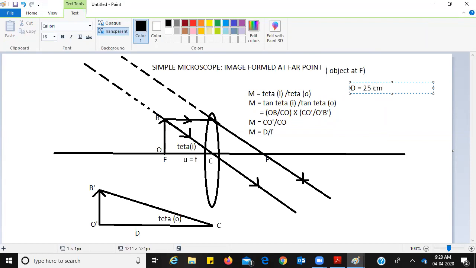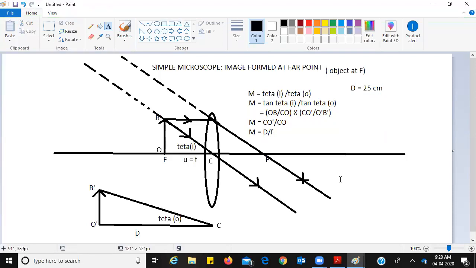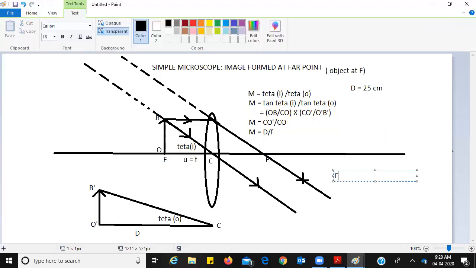Can you compare the last case and this case? This is for the near point. Last case, it was the far point, and it's 1 unit more. So for the near point, the formula was M is equal to 1 plus D by F.